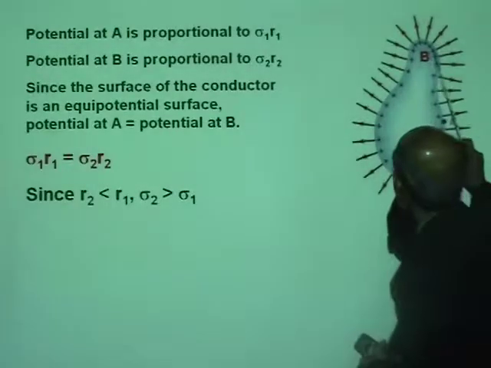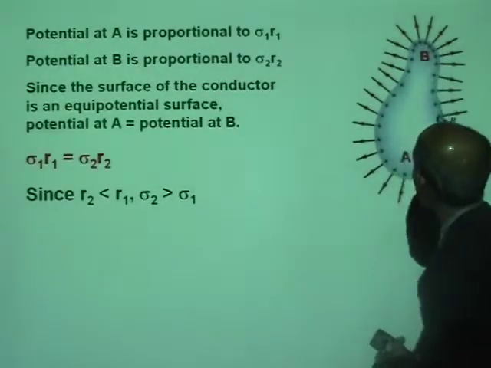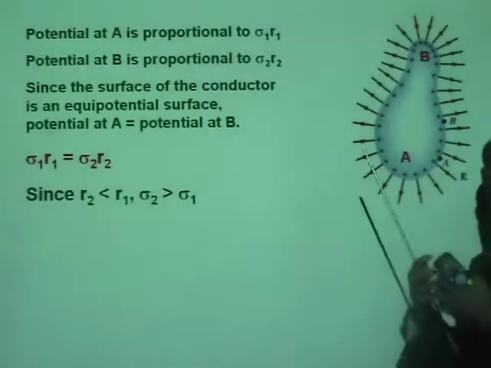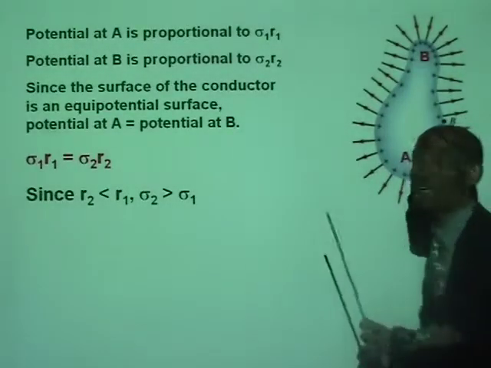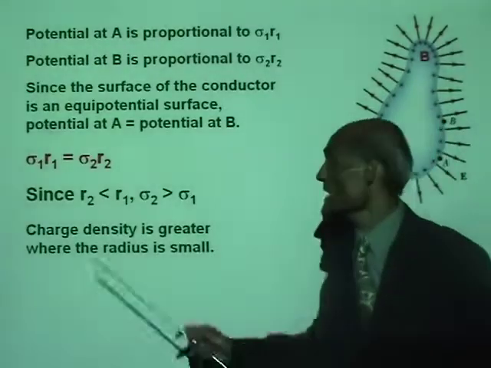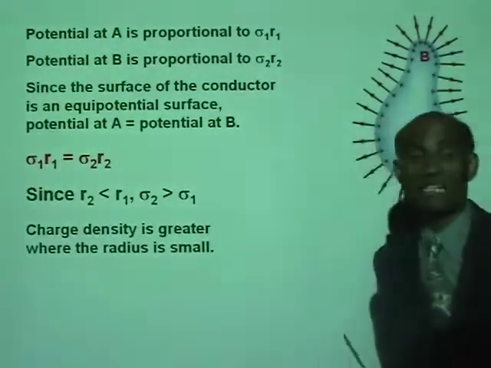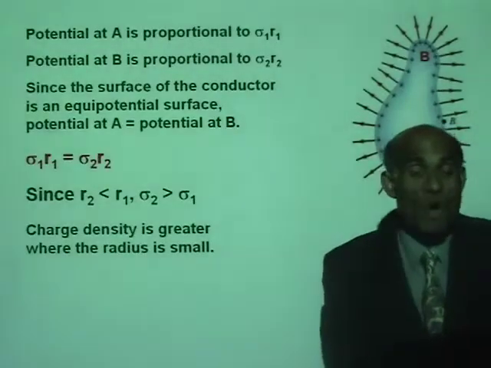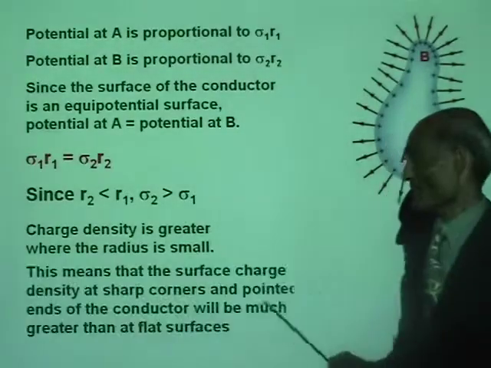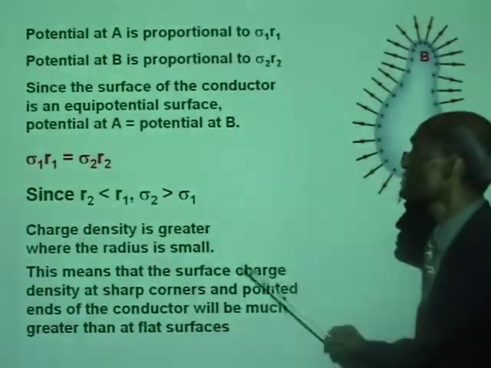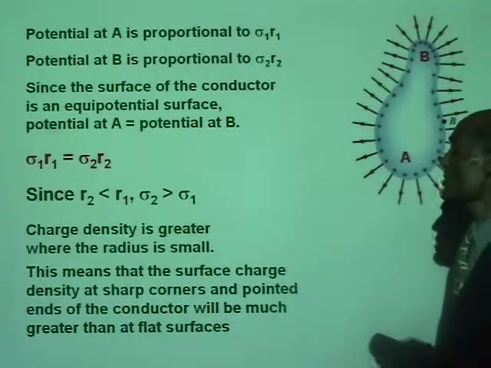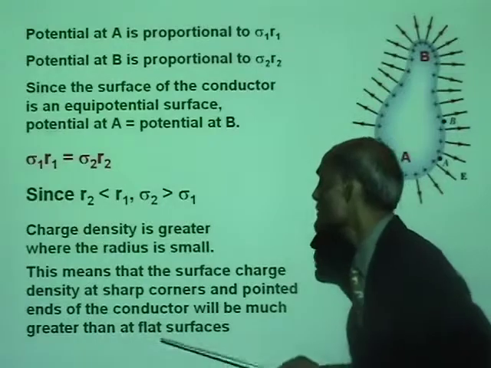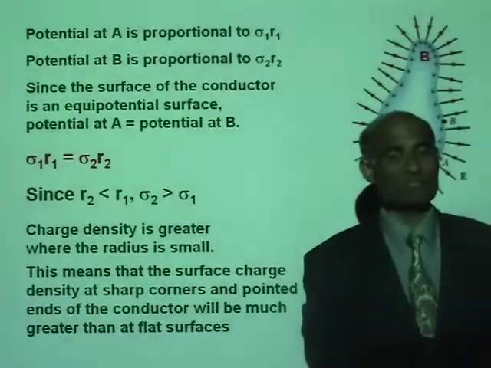Look at my diagram here. Charges are concentrated there, whereas at A, charges are farther separated. So the surface charge density sigma is much greater at B than at A. Now, what does that mean? The charge density is greater where the radius is smaller. This means that the surface charge density at sharp corners and pointed ends of the conductor will be much greater than at flat surfaces.